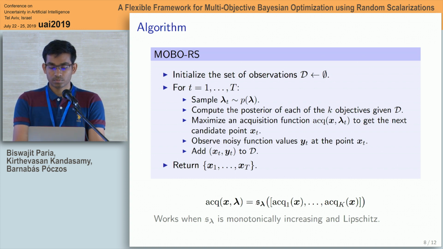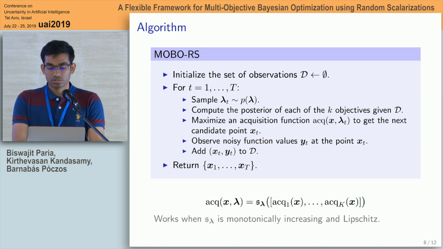Optimizing the acquisition function, we get the next candidate point xt, and we observe a noisy value yt at point xt, and we add it to the observed data set. So this function returns all the points x1 to xt, and also all the values y1 to yt. And we hope that that will approximate the interesting region of the Pareto front.